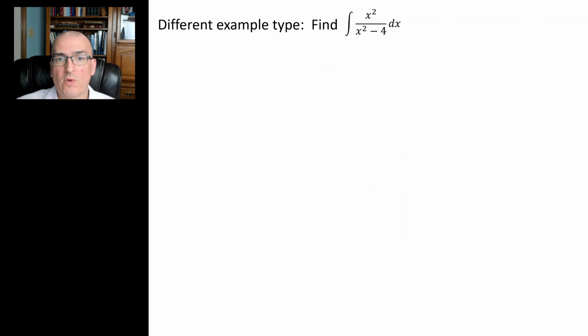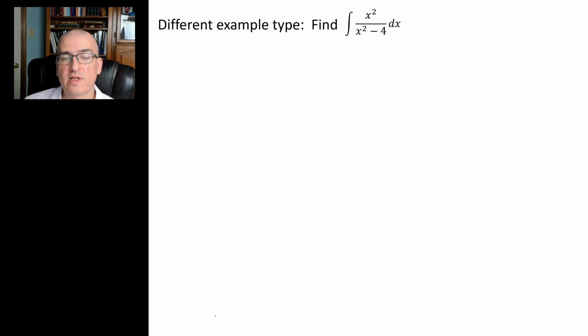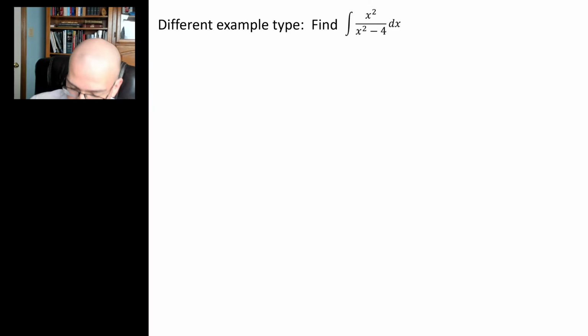Now, what we've had so far are rational expressions where the top polynomial has a lower degree than the bottom polynomial. What happens if that requirement isn't met?